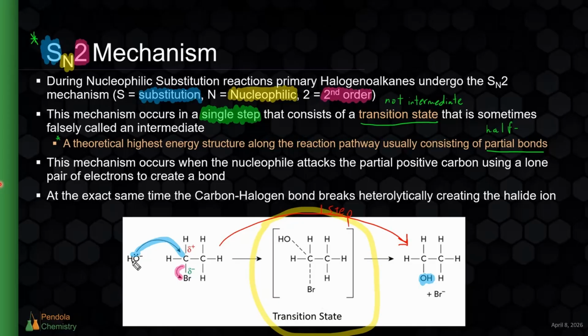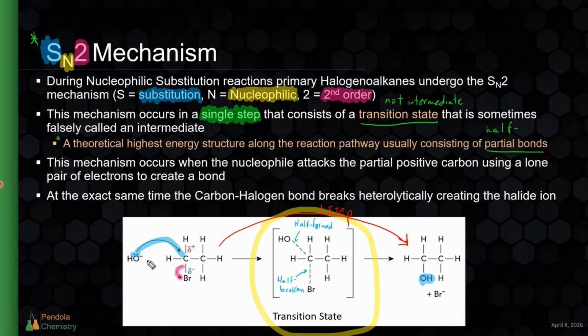When this happens, the hydroxide, the nucleophile, is forming a bond to the carbon. So that is a half-formed bond, and that's why we see it in dashed lines. And then the carbon-bromine bond, which was already there, is now breaking at the same time that that other bond is being formed. So this is a half-broken bond. So this is all happening at once. The transition state is just us visualizing that process.